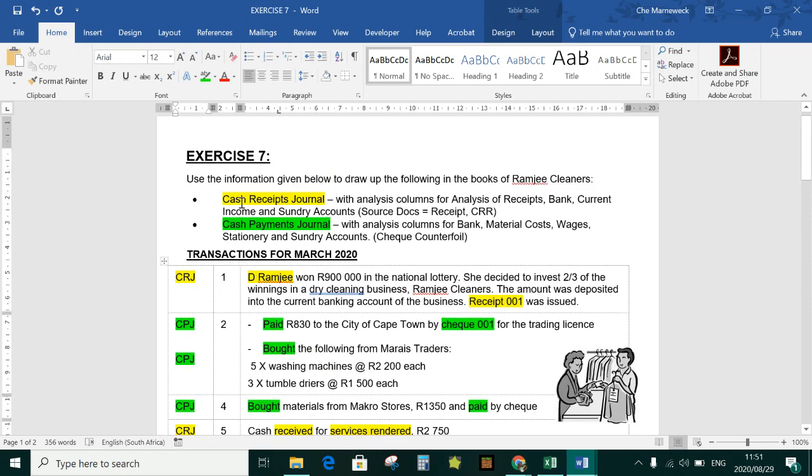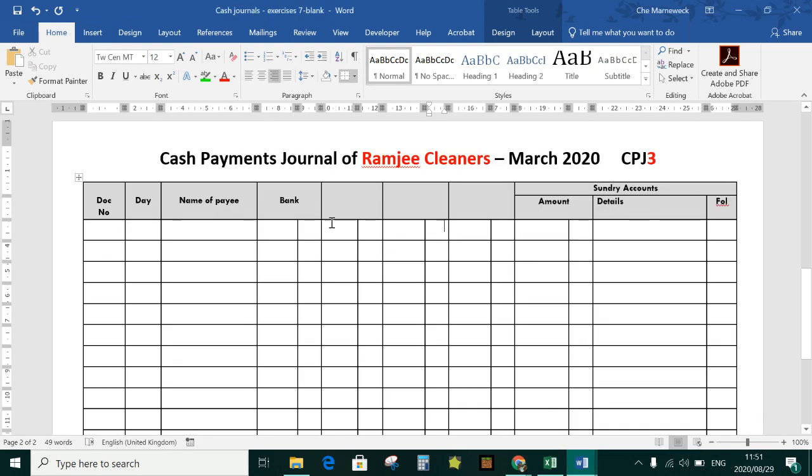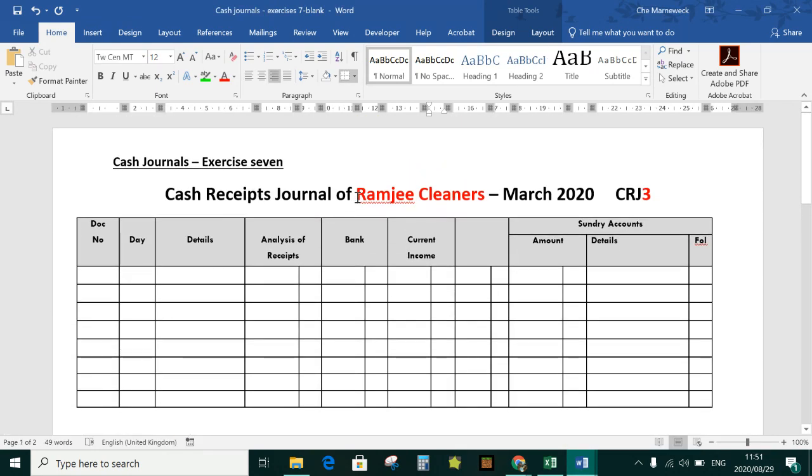So we just start with the cash receipts journal. There are analysis columns for analysis of receipts, bank, current income, and sundry. CRJ, we've got the name of the business, Rumji Cleaners. So cash receipts journal of name of business, Rumji Cleaners, dash the month, March, the year 2020. Our code CRJ, March is the 3rd month, so it's CRJ3. We've provided columns for analysis of receipts, bank, current income, and sundry accounts.